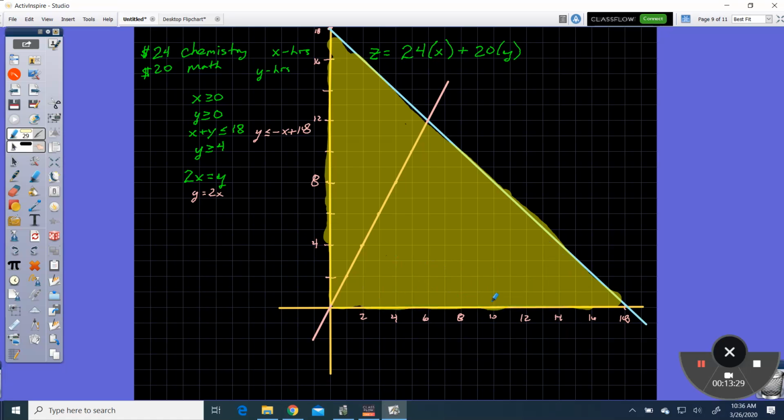So that's everything shaded below. Now this one, the demand for math tutors is greater than the demand for chemistry. So really this should be y is greater than or equal to, because the demand for math is bigger than chemistry. It could be equal to, but for the most part it says the demand is greater than. Okay. So now that's got to be shaded above.